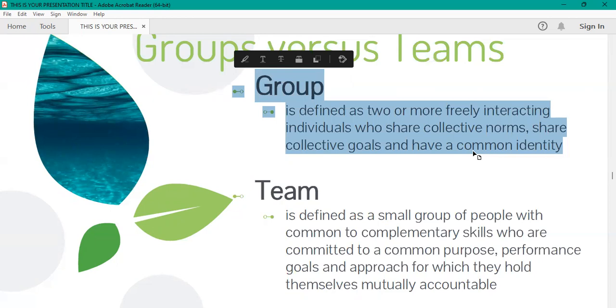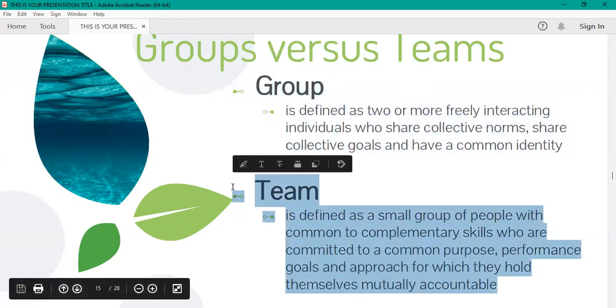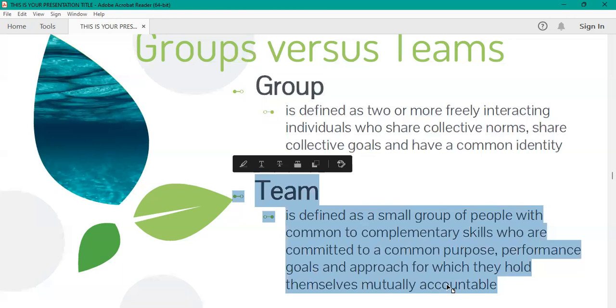A group may have goals that we achieve, especially for the short term. While a team is defined as a small group of people with common to complementary skills who are committed to a common purpose, performance goals, and approach for which they hold themselves mutually accountable. In a team, all of you are working together in harmony to complement one another's skills.